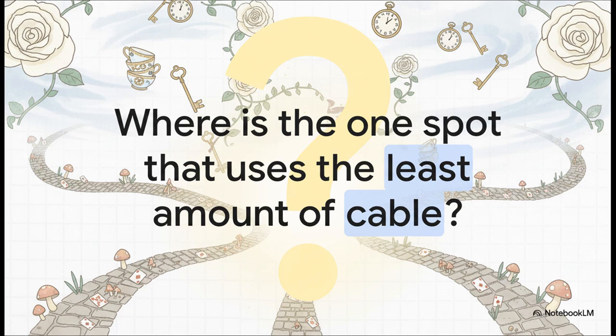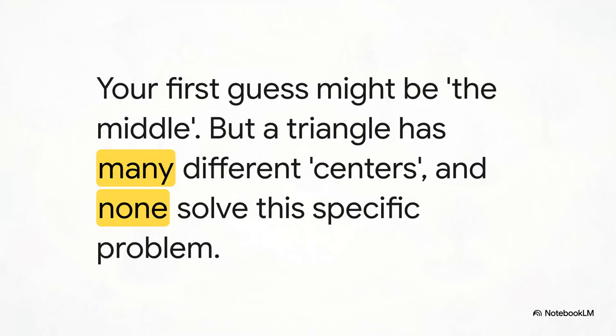We're looking for one single point, we can call it point P, where the distance from P to Belleville, plus the distance from P to Mount Vernon, plus the distance from P to Carbondale, is as short as it can possibly be. Now, I know what you're probably thinking. Just stick it somewhere in the middle, right?